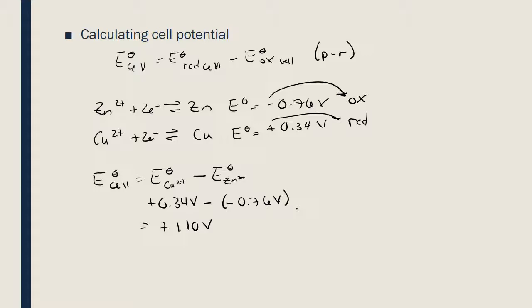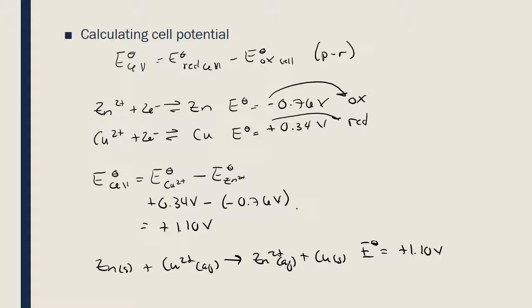So then it would say, what is your net reaction? And we've done this before, so zinc reacts with copper 2+, creating zinc ions and copper solid, and we expect a voltage, an EMF, of positive 1.10 volts. And that's it. That is your calculation. It does not get much more difficult when you're looking at E theta cells.